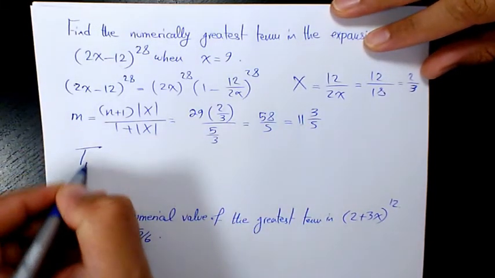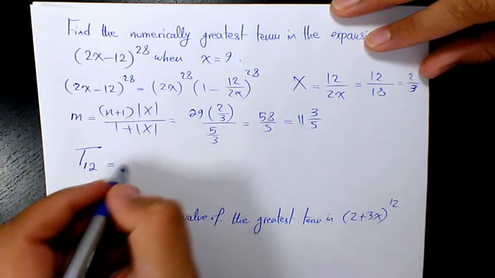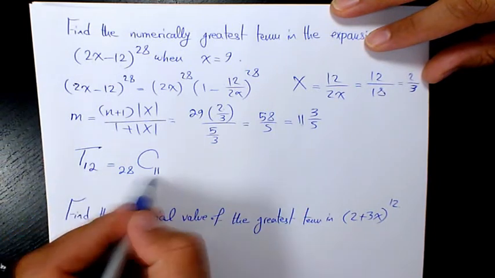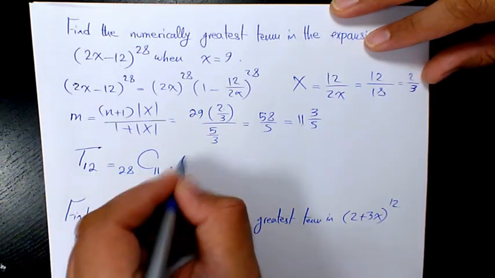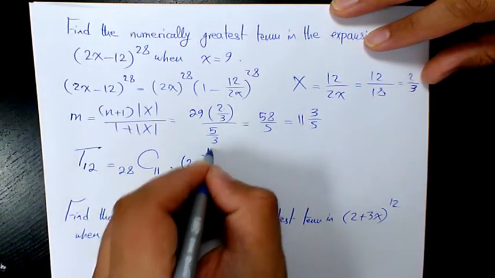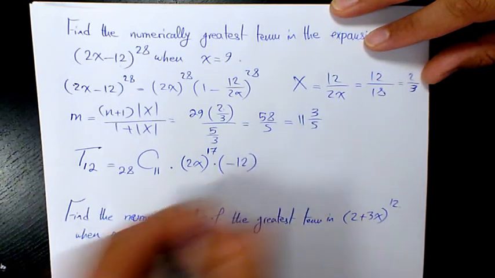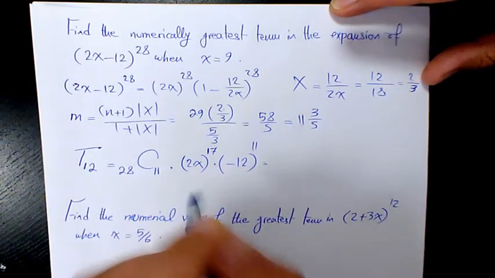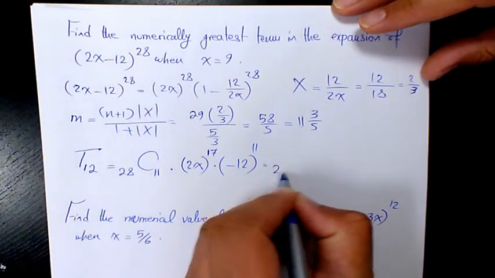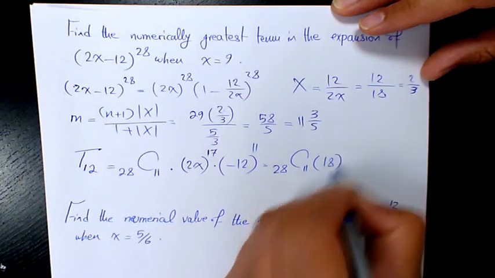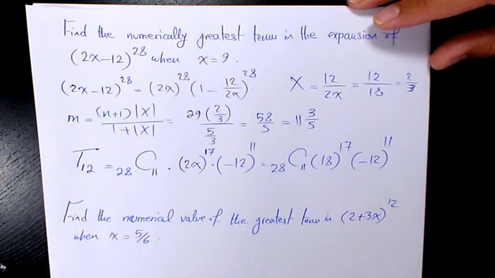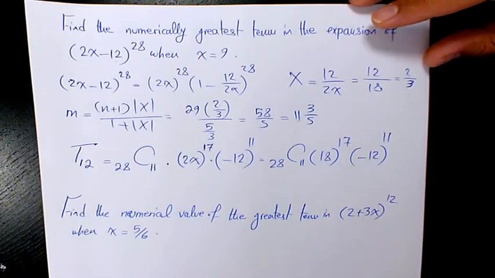So T12 is the numerically greatest term, which is going to be 28C11, because that's r plus 1. r is going to be 11. (2x) to the power of 28 minus 11 is going to be 17, times negative 12 to the power of 11. And 2x is going to be 2 times 9, 18. So 28C11, 18 to the power of 17, negative 12 to the power of 11. That's going to be a very huge number.